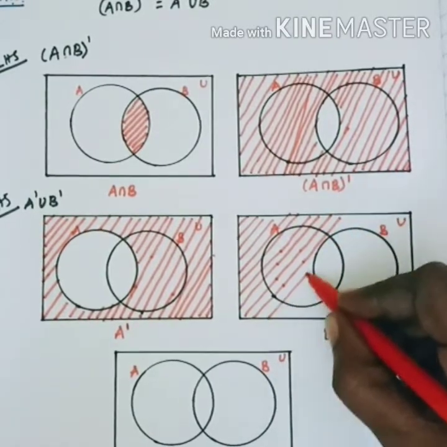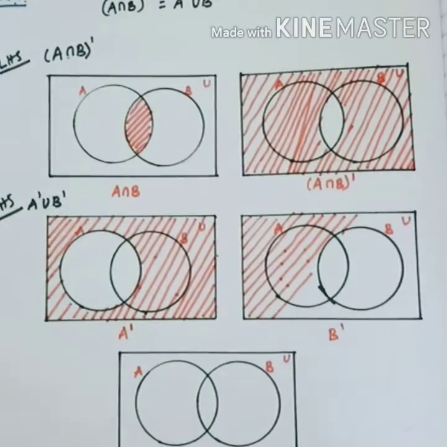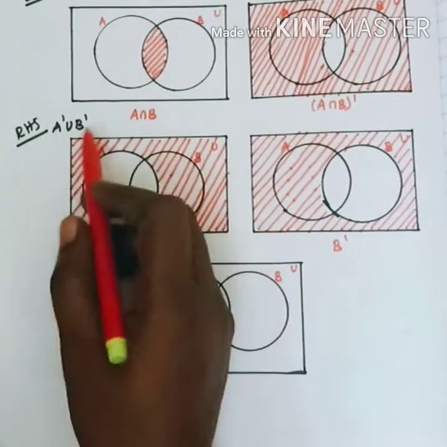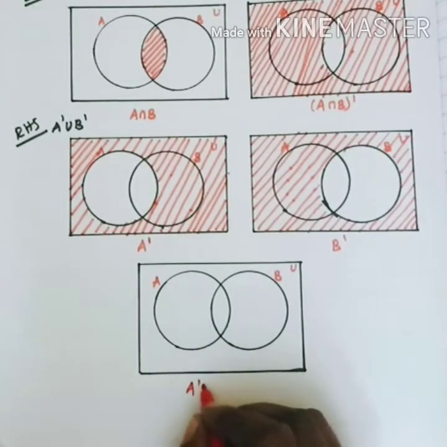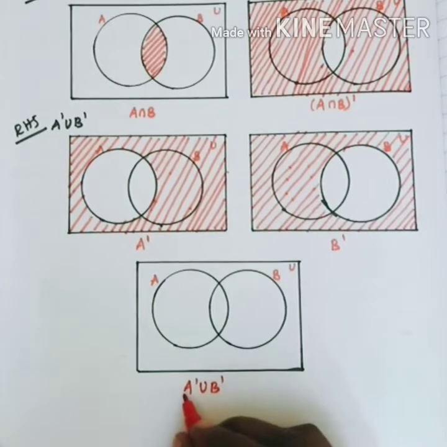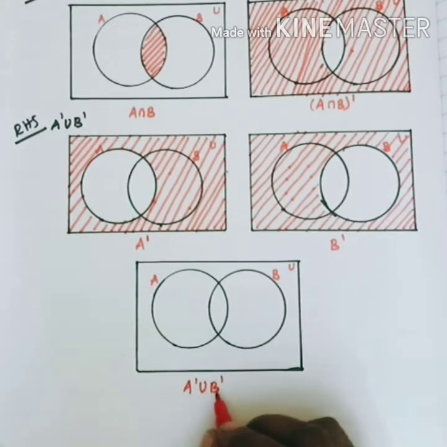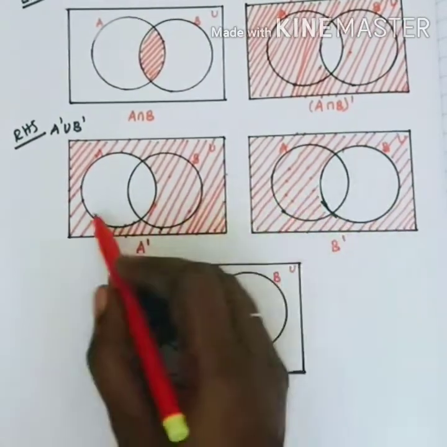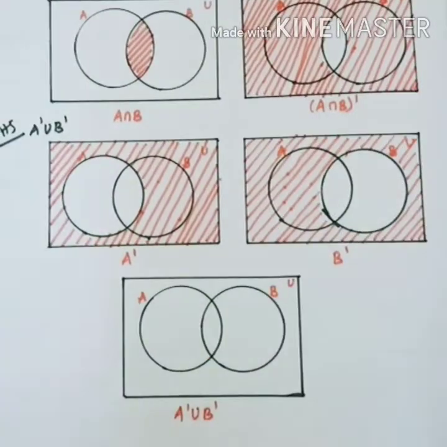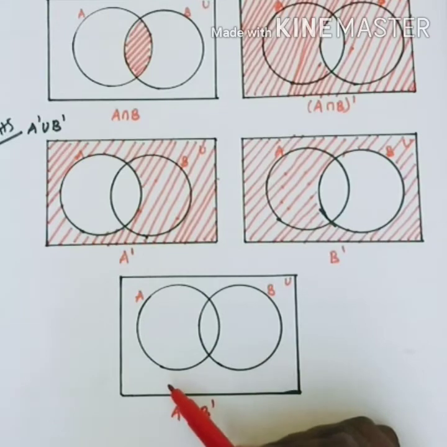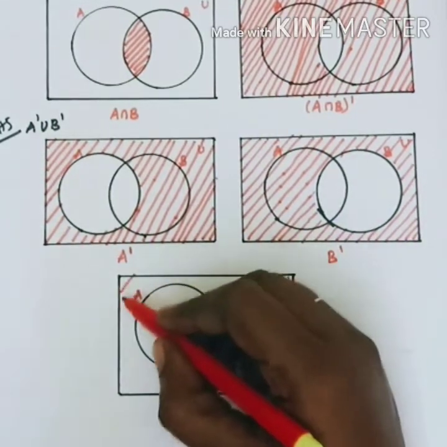Now find the right hand side fully. Right hand side we have A dash union B dash. Union means we have to combine and shade the portions of A dash and also the portion of B dash. You have to shade these two portions together. Wherever you shaded in these two diagrams, you have to shade together in this diagram. So shade the portions.